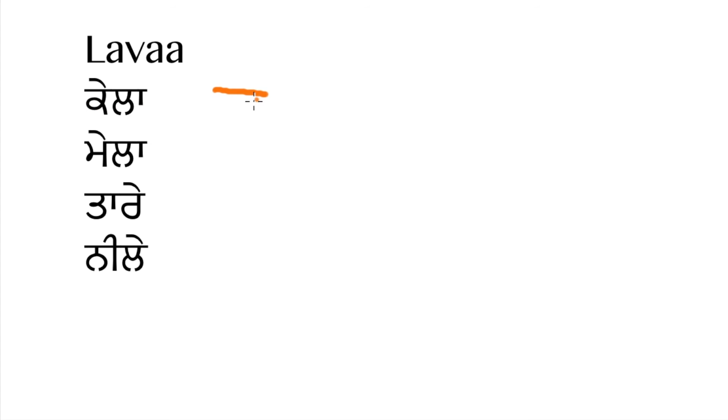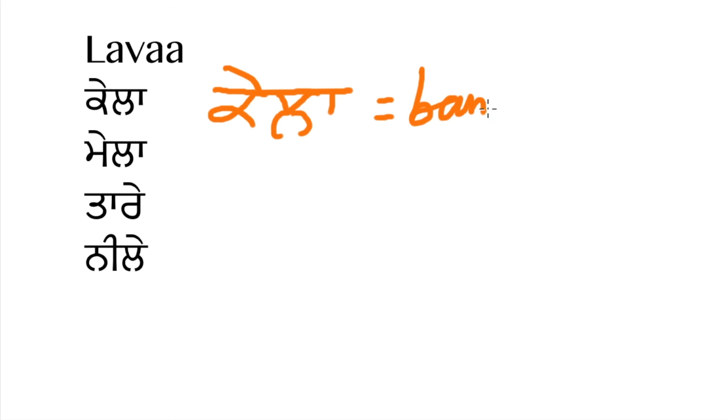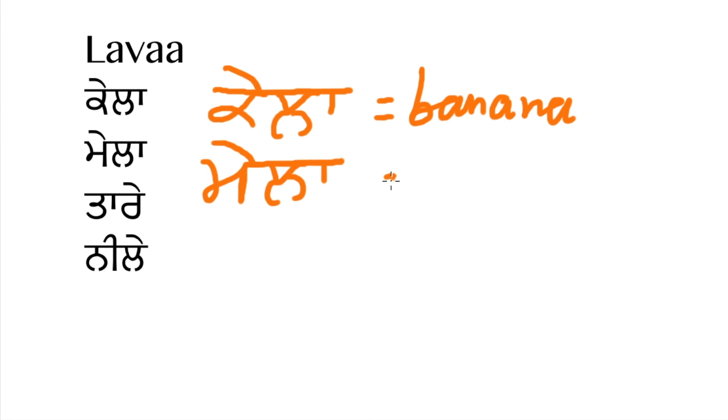We got a kaka with a lavaa on top to make a K, and then a lala, then a kanna, and we have the word kela. Now, the word kela means banana. Next, we have the word me, mela, which means fair, like a fair you would have in a park, in a fairground, during the summers commonly.